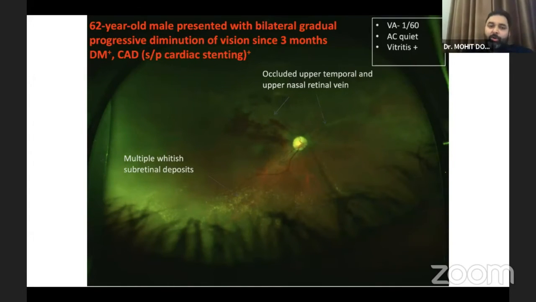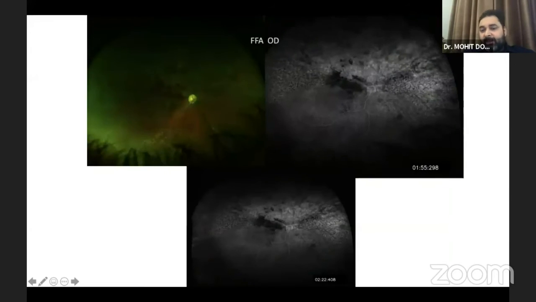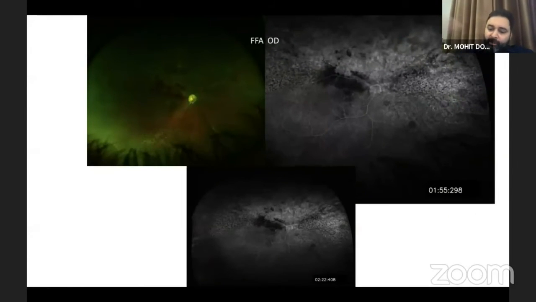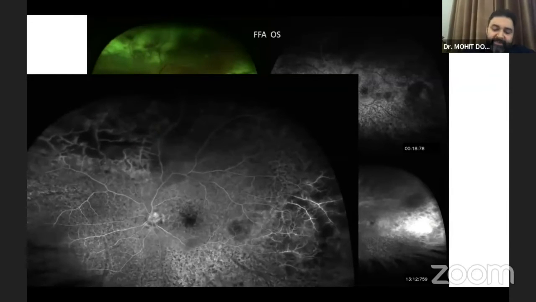So this is a 62-year-old male who presented with bilateral gradual painless vision loss, very low acuity, had some vitreous cells, had these occluded veins, and had those yellow whitish deposits. Also had a cardiac history. That's the left eye, much more advanced features. Again, had some vitreous cells. That's what the angiogram showed, and the blown up picture shows you a typical leopard skin appearance on the angio, which is also seen much more in the left eye, which was the worst eye as far as the affliction of the disease was concerned.